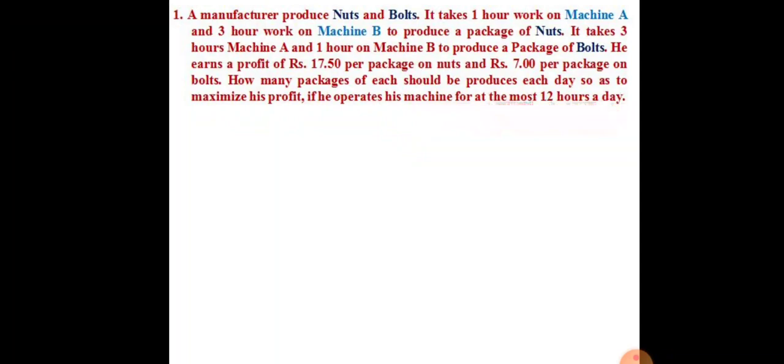Using this data, step 1 is to construct the objective function, and second, the subject to constraints. As we know that this problem is a linear programming problem, we must have two variables, x and y. So what is x here and what is y? Here we have two items, nuts and bolts. These are the variables. So let us consider the solution. Let x be the packages of nuts and y be the packages of bolts.